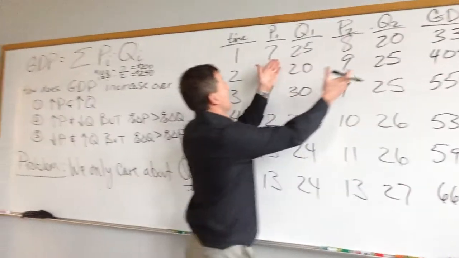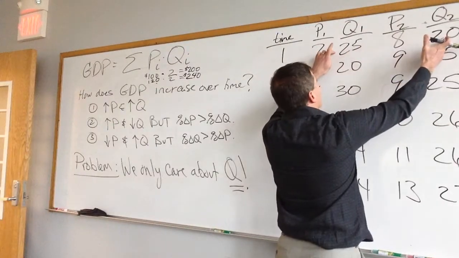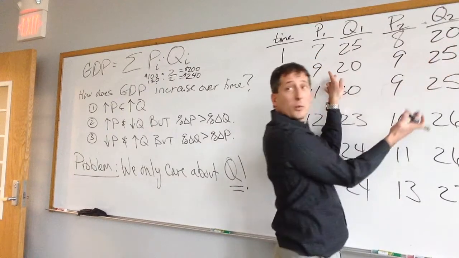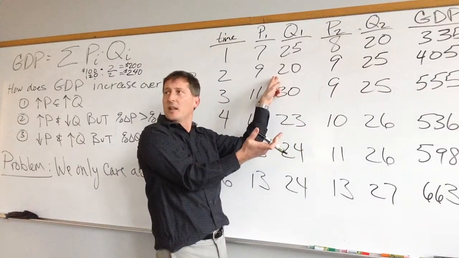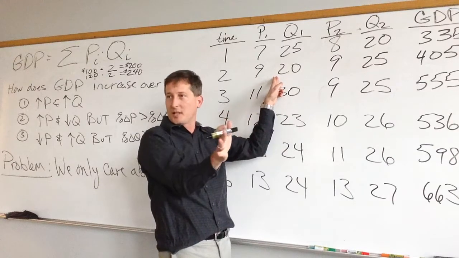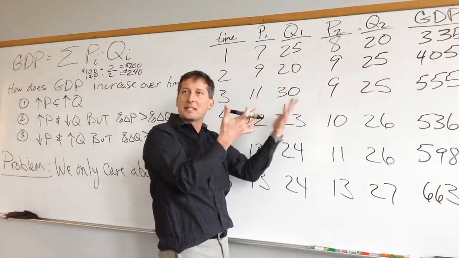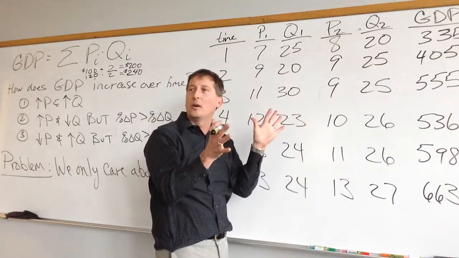Now, can we just add these up, by the way? Can I take 25 plus 20 is 45? 20 plus 25 equals 45? And 10? No, we can't add apples and oranges. That makes no sense whatsoever. So we have to keep the dollars in there somehow.